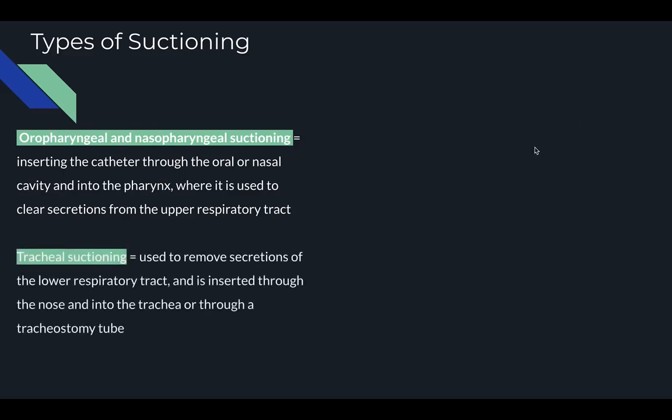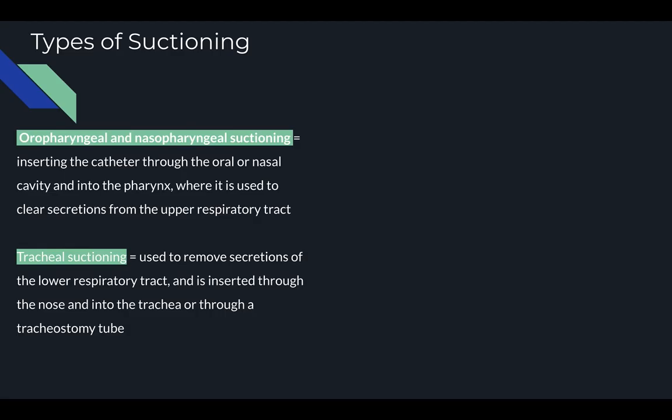This type of suctioning is usually used for patients who have a patent airway but are unable to clear secretions effectively on their own. This procedure is a clean procedure since the mouth and pharynx are not clean areas and therefore do not need to be sterile when completing the procedure.